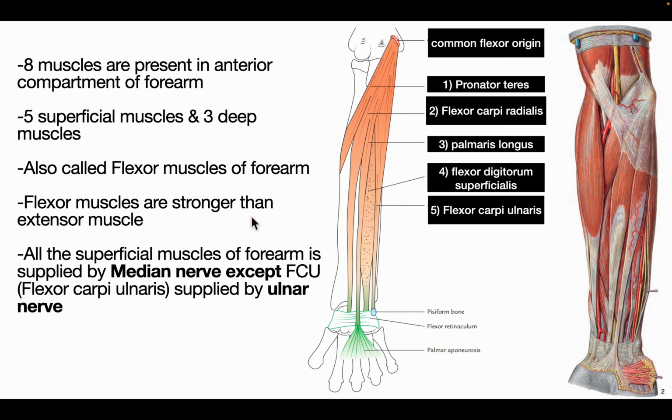So keep in mind, all the superficial muscles of the forearm are supplied by the median nerve except flexor carpi ulnaris, which is supplied by the ulnar nerve. You can see here this is the common flexor origin, and from here we can see the 5 muscles. The first one is known as pronator teres, next one is flexor carpi radialis, third one with the short belly and the long tendon is palmaris longus, the fourth one is flexor digitorum superficialis, and the last one is flexor carpi ulnaris.